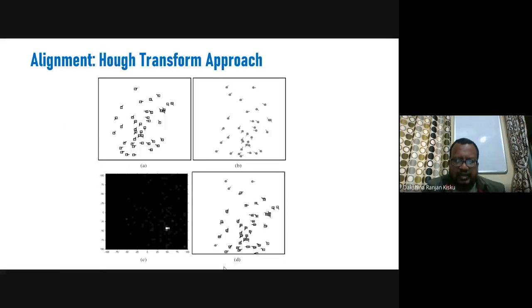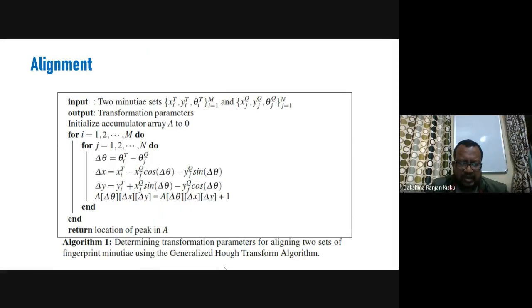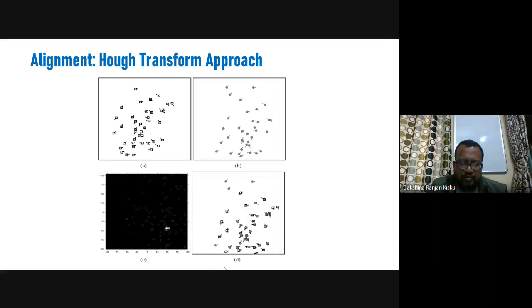In the image there are two images A and B, and the third image C gives a bright spot. This bright spot represents the majority of the votes collected. That means it gives us the peak location, and we will consider this point as the next point. This point gives the transformation parameters, the actual parameters that give us this bright point, which are to be calculated in the alignment algorithm.